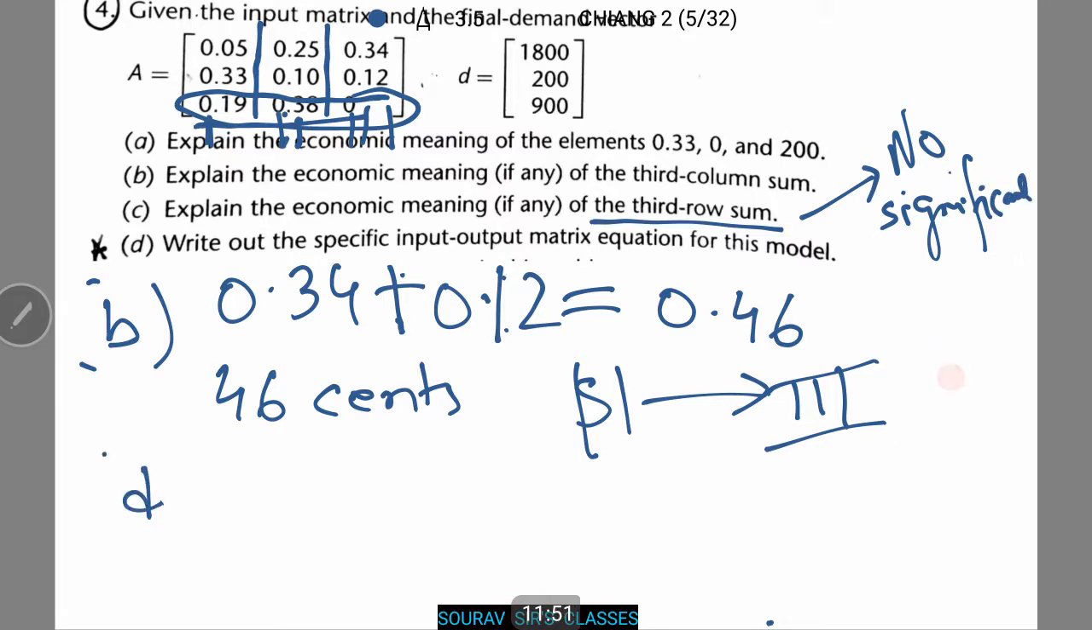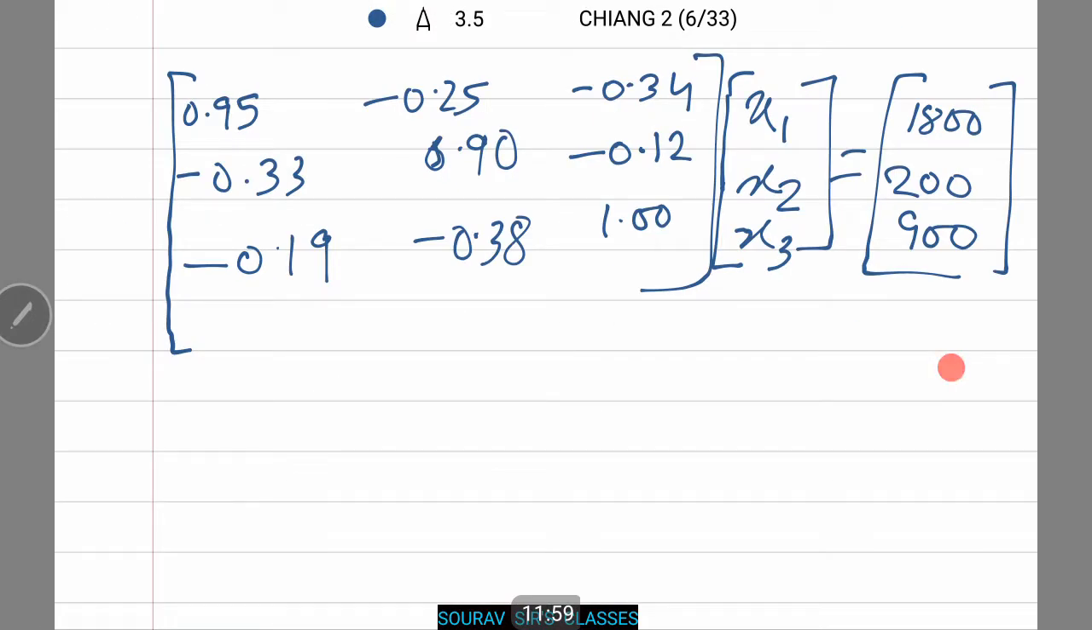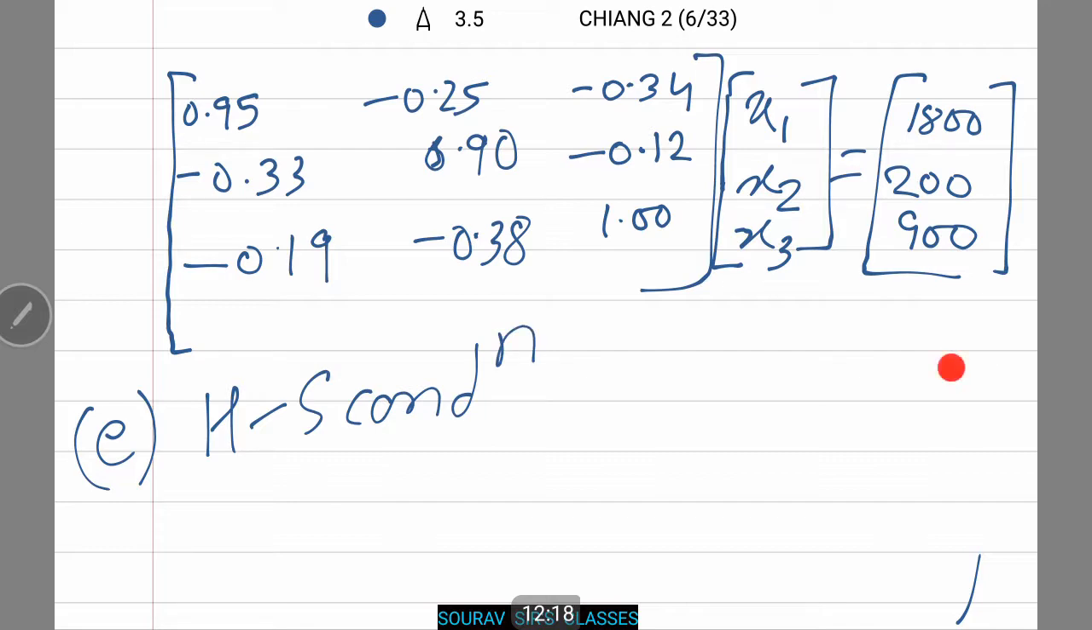Now, lastly, we'll be doing how to write the specific input-output matrix equation for this model. This will be the specific input-output matrix that has been asked for in the question. Now let's do an extra question. Let's check the Hawkins-Simon condition for this. Remember how to do this?